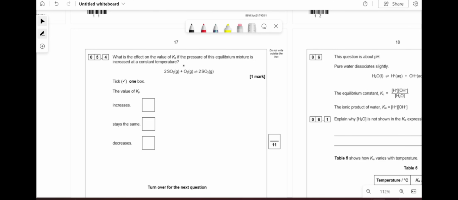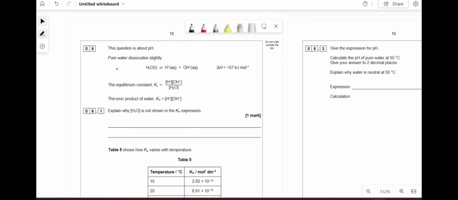What is the effect on the value of Kp if the pressure of this equilibrium mixture is increased at constant temperature? It stays the same. Now, why does it stay the same? In every single Ka, Kp, Kc, K anything, for the sake of A level, temperature is the only thing that changes the value. Pressure, concentration, and stuff like that does not change the value because all of the products and reactants will balance out just to give you the same value again. Temperature is the only one that changes it.